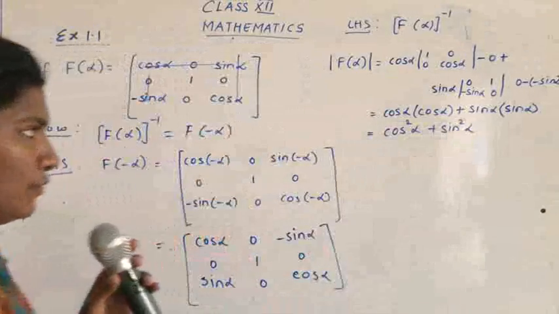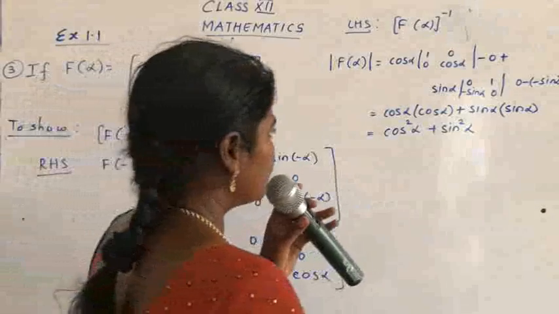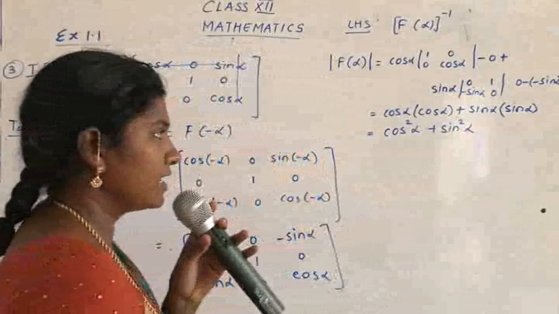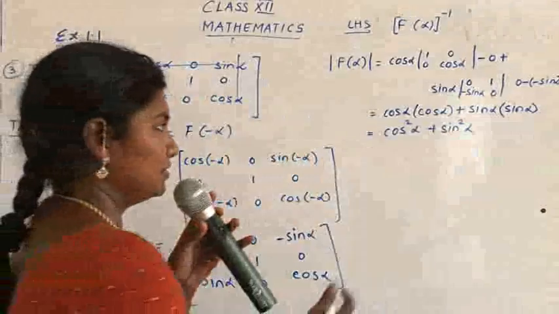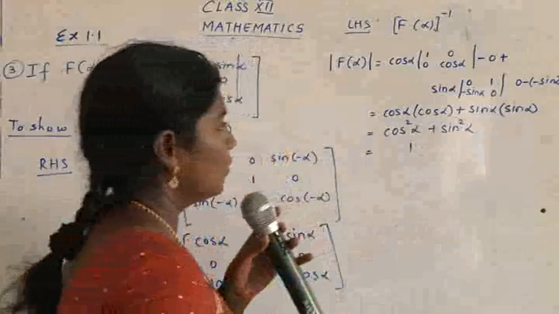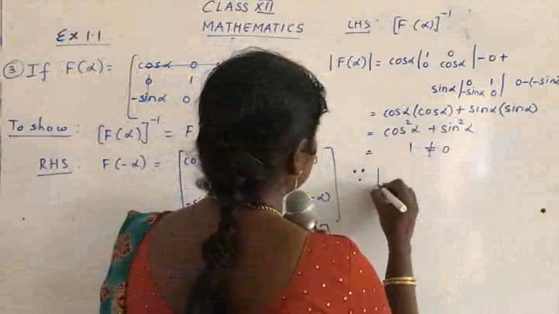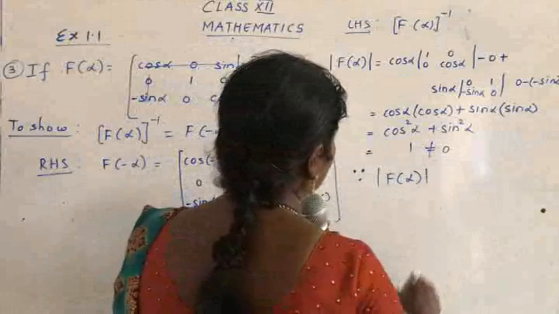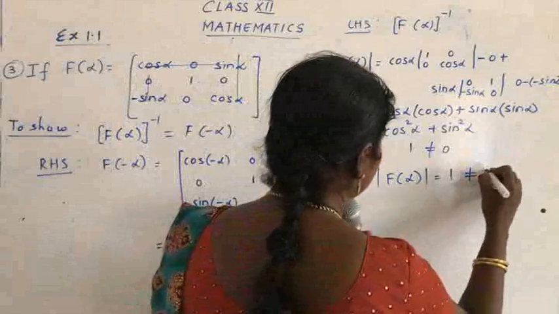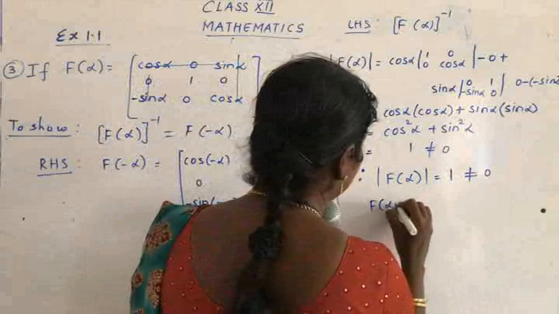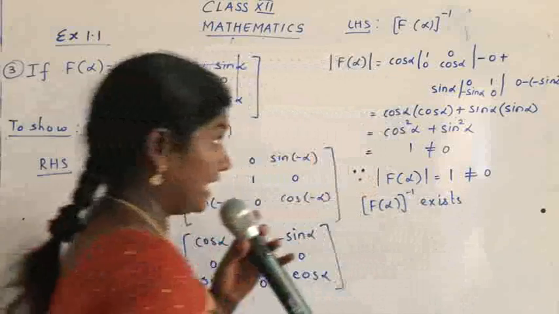A into A we know. Yes, A into A is A square. Similarly cos alpha into cos alpha becomes cos square alpha. Sine alpha into sine alpha becomes sine square alpha. Cos square alpha plus sine square alpha is equal to 1. So what is the answer you get? 1. So since determinant of F alpha is equal to 1, which is not equal to 0, you say F alpha inverse exists. So we can find out A inverse.